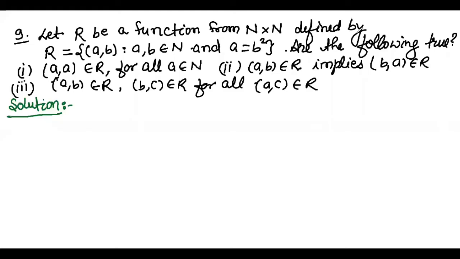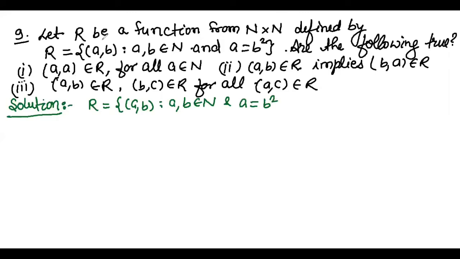Now question number 9. Let R be a relation on N cross N defined by R = {(a, b) : a and b both belong to natural numbers, and a = b square}. Here we have to show whether these three statements, 1, 2 and 3, are true or not. If true, we have to show how it is true. So one by one we will discuss. Here R is given, not f, but R.